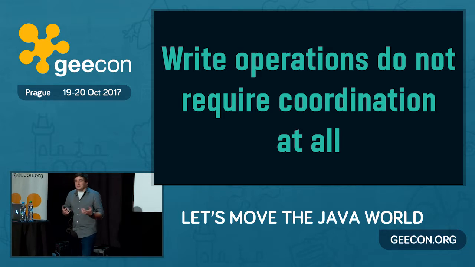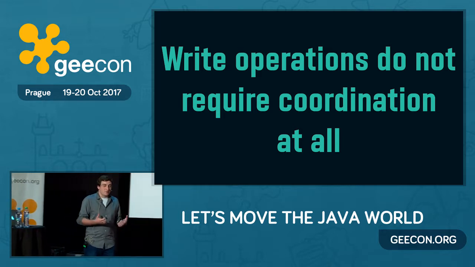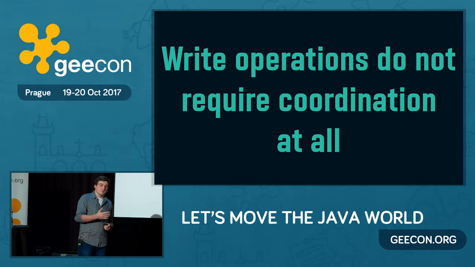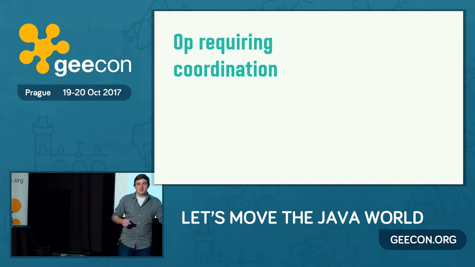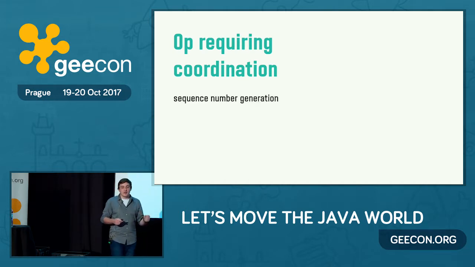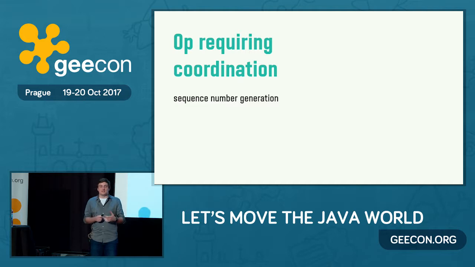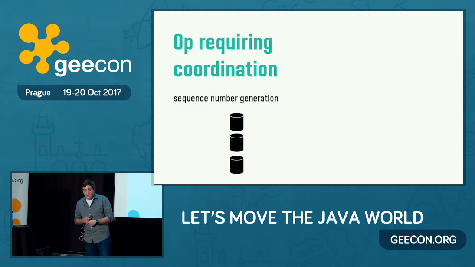The result of such a data approach is that write operations do not require coordination at all. What I mean by that and why it's good: let's compare it with an operation that does require coordination, for example, sequence number generation. Sequence number generation is used in your relational databases for your primary keys, where you need to go from one number to another, and the number is generated on your database.